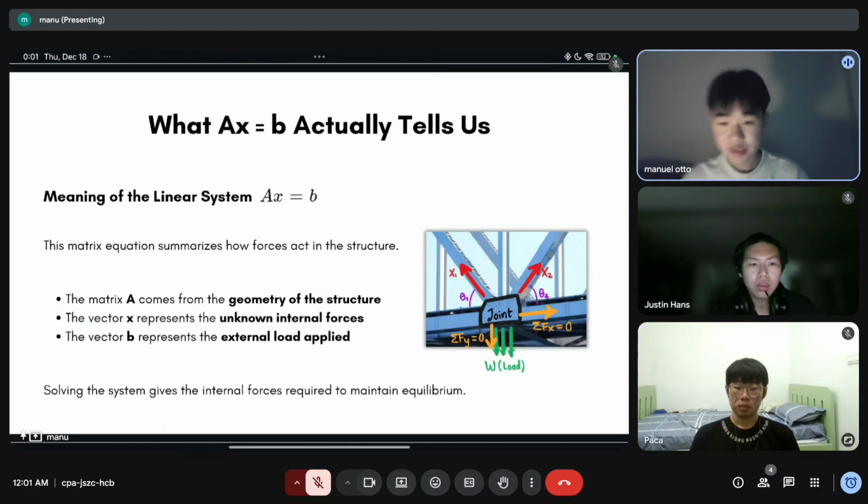So first, what does Ax = b mean? The matrix A comes from the geometry of the structure, like the angles of the members. The vector x represents the unknown internal forces inside the structure, and the vector b represents the external load, such as weight acting downward. When we solve this system, we find the internal forces needed to keep the structure in equilibrium, or stable.